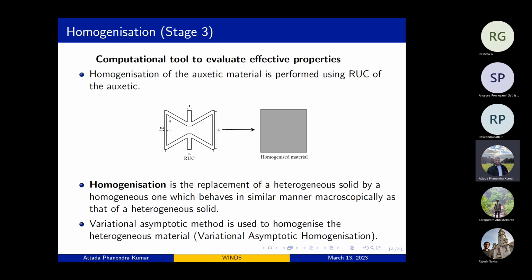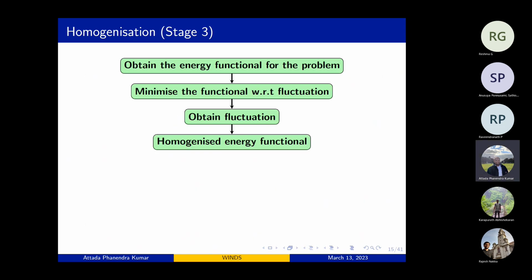So this was an already established methodology for RUCs, which is representative unit cells with a single fiber, but we have modified it for auxetic materials for obtaining the homogenized properties, so that there is no need to deal with this complex structure. We can replace the complex structure with a homogenized material, which behaves similar to the unit cell which we're dealing with. I'm not going into the complete formulation of it. I was just showing you the flow chart of it.